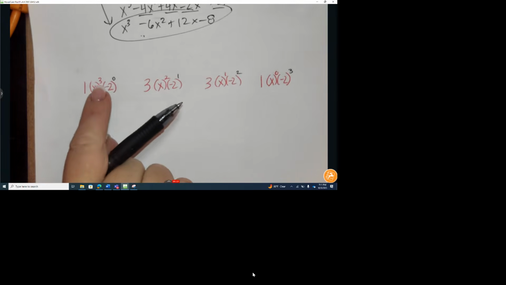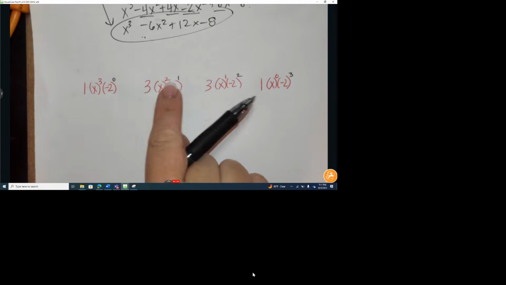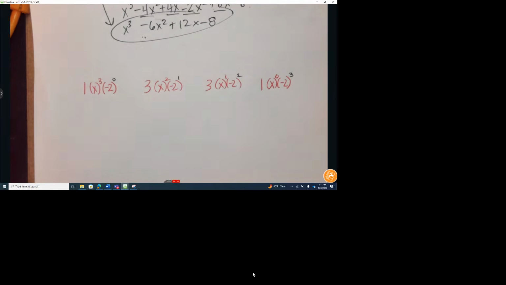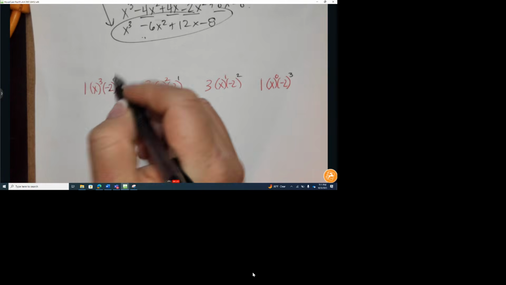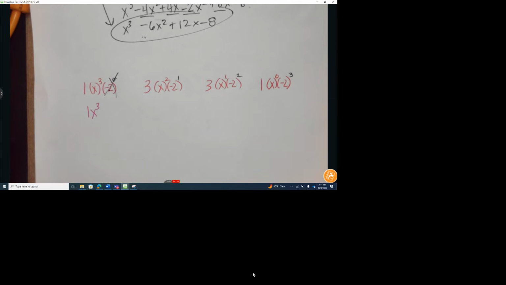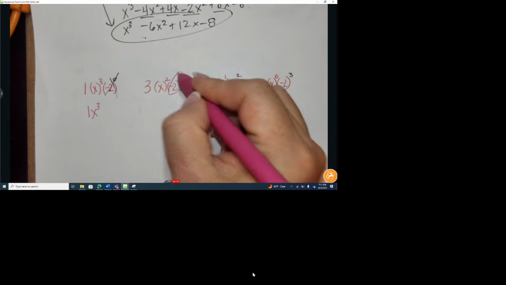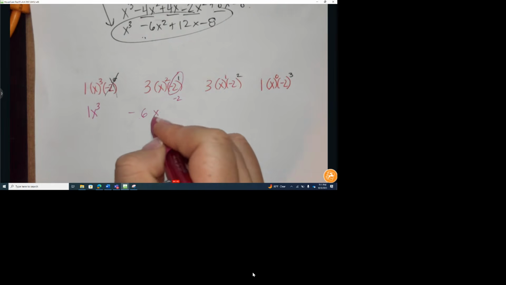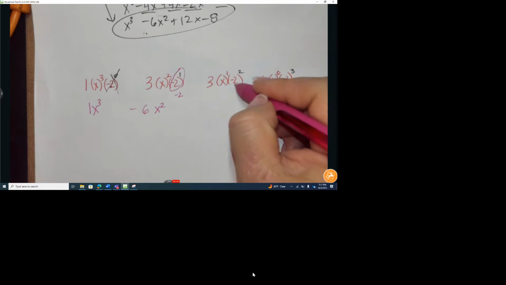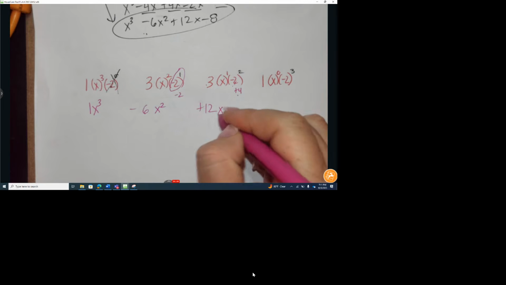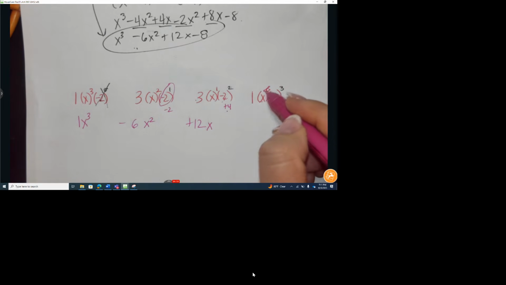These numbers will always add up to this digit. So 3 plus 0 is 3, 2 plus 1 is 3, 1 plus 2 is 3, and 0 plus 3 is 3. How is that going to help us? Okay, well, any quantity to the 0 power is 1. So this first term is 1x to the third. Now negative 2 to the first power is just negative 2. Negative 2 times 3 is negative 6, and there's an x squared. Negative 2 squared is positive 4. Positive 4 times 3 is 12.